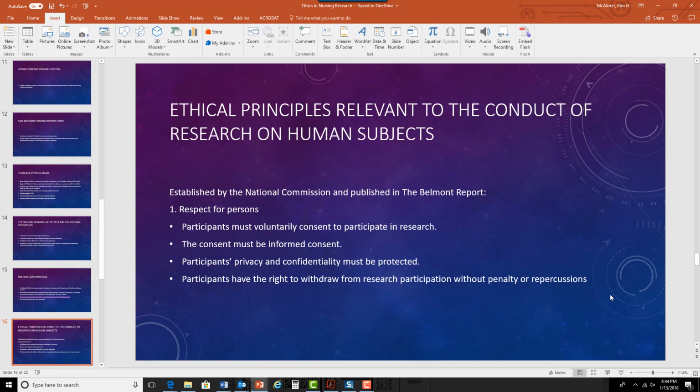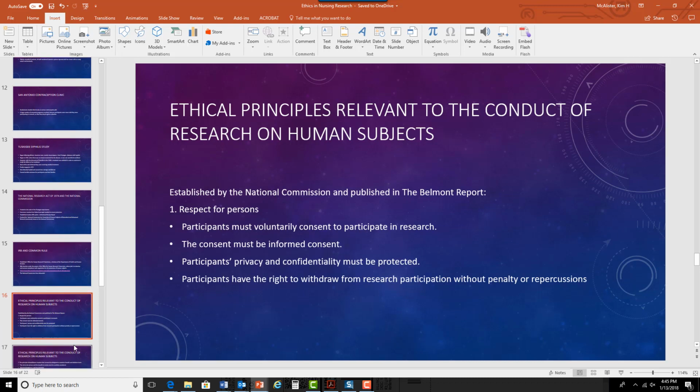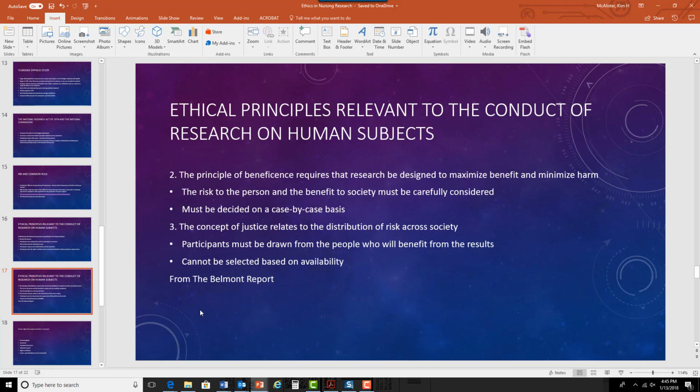So the ethical principles that were founded by this group are that there has to be a respect of persons. People have to voluntarily consent. They can't be coerced. They can't be tricked into participating. They have to have a full informed consent. Their privacy and confidentiality have to be protected. This is why when you collect evidence, you have to let people know what you're collecting and how you're collecting it and what you're going to do with it. And participants have the right to withdraw at any time without any type of penalty or repercussions to them.